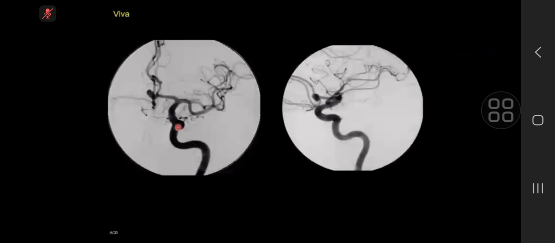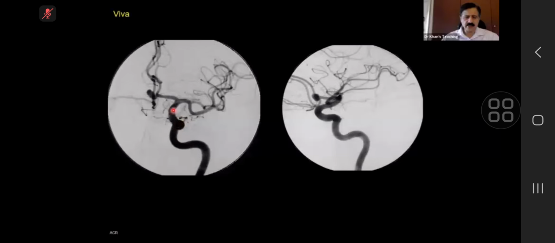Now, if you see here, this is the internal carotid ICA angiogram. This is the A1 segment ACA. This is the M1 segment. And here, there is filling of the other sided ACA from here. And you can see it's a classical ACOM aneurysm.